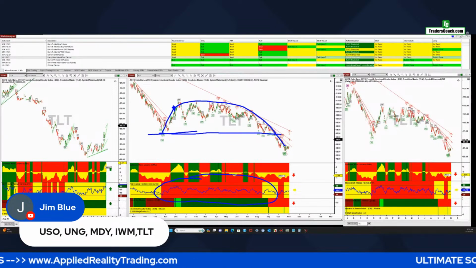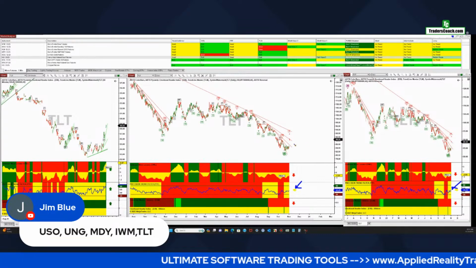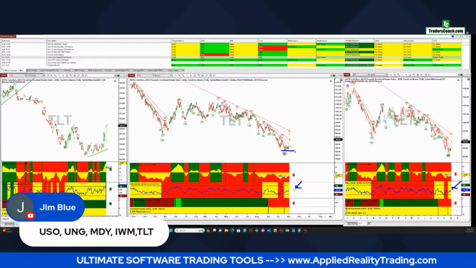But now let's see what's happening. We have a yellow PTF, so it's neutral. You can go long or short on a yellow. So we've got yellows here. We've got a nice bottom here, possibly.